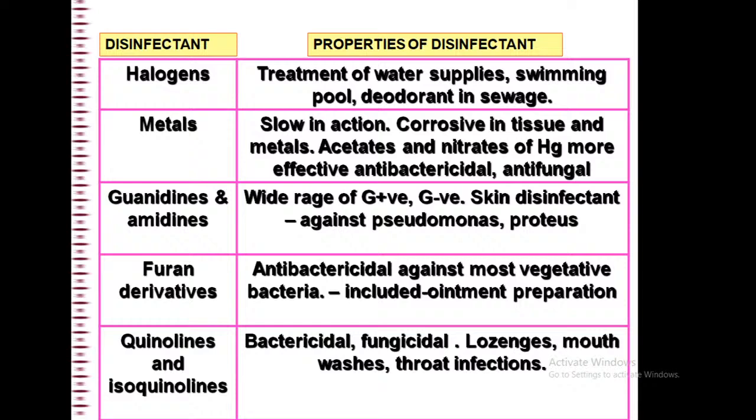Next one, metals. Metals are slow in action and corrosive to tissue. Metals include acetate and nitrate of mercury, which are more effective as antibacterial or antifungal agents.